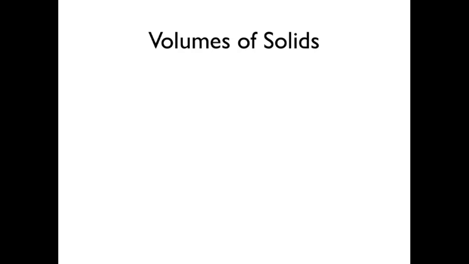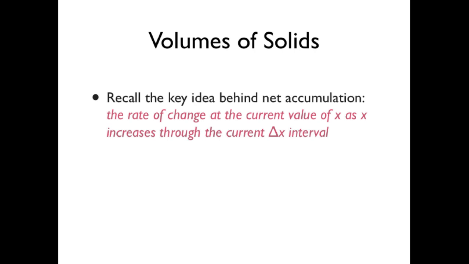We're doing volumes of solids, right? Volumes of solids. So I want to remember the key idea behind net accumulation. The key idea behind, or one of them, a very key idea, it was what? The rate of change at the current value of x as x increases through the current delta x interval.